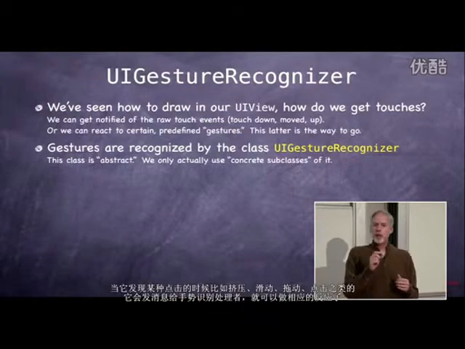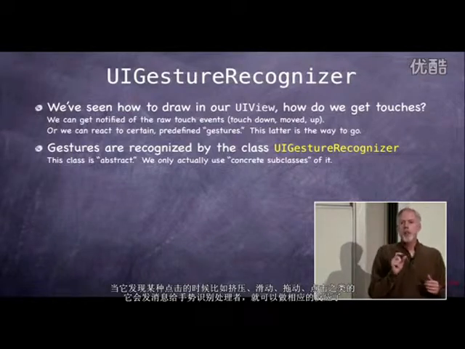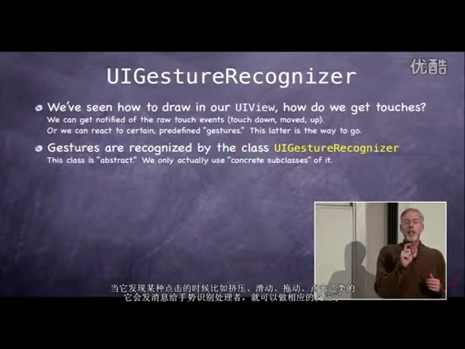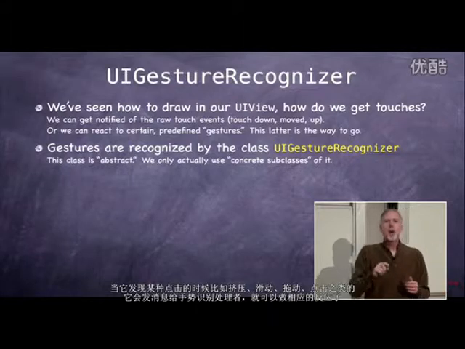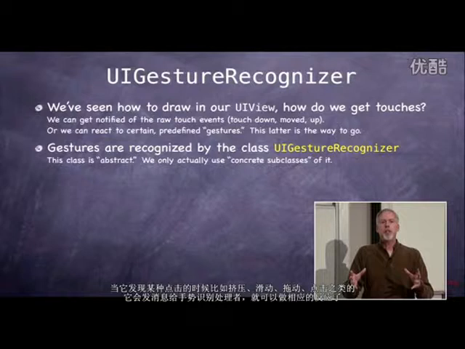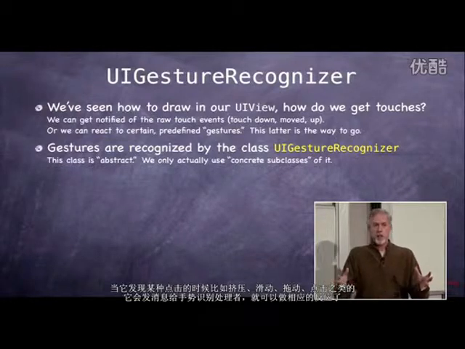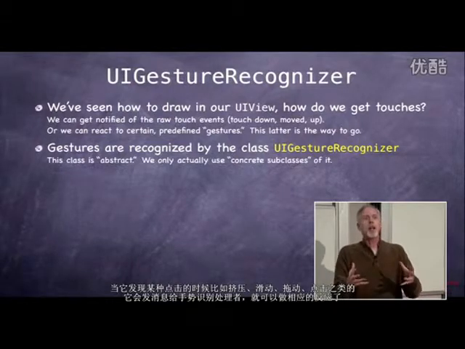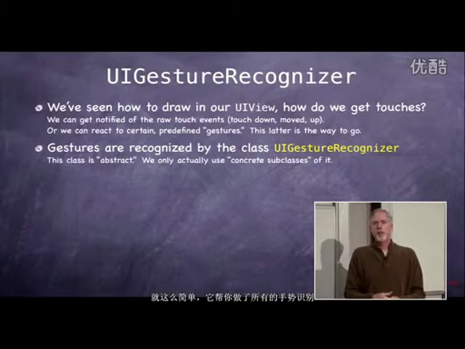And when it recognizes a pattern of touches that matches the kind of gesture it is, like a pinch or a swipe or a pan or something like that, or a tap, then it sends messages to its handler, the gesture recognizer's handler, we'll talk about that, saying, oh, this gesture is happening. And then you can respond to it.